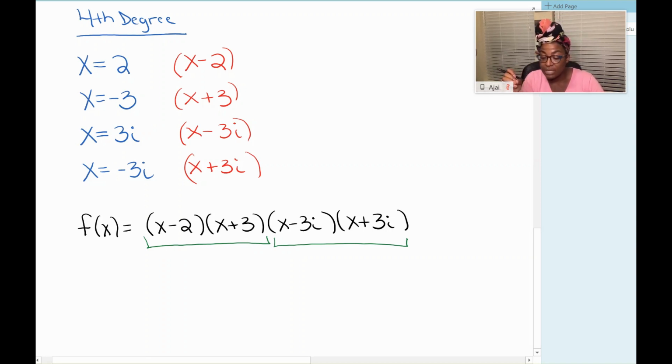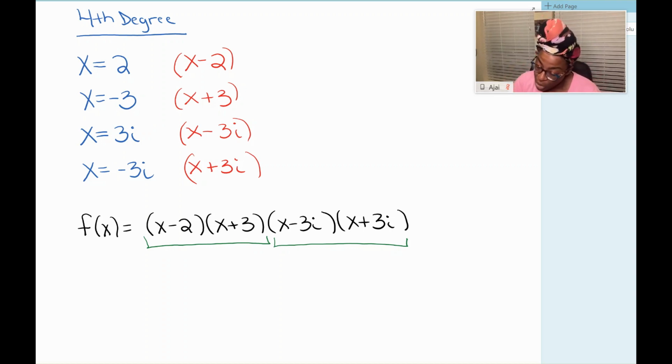Okay? I always tell my students, complex numbers have i's in them. Think you got two i's and your two i's are side by side. You need them to be side by side. Okay? Because when you multiply the two complex numbers together, the i's should disappear.